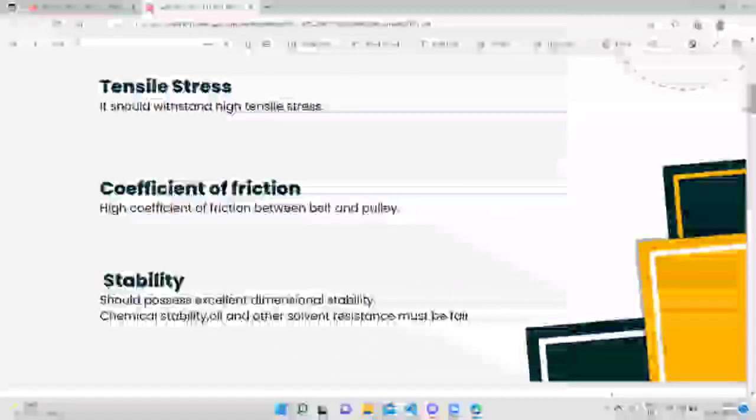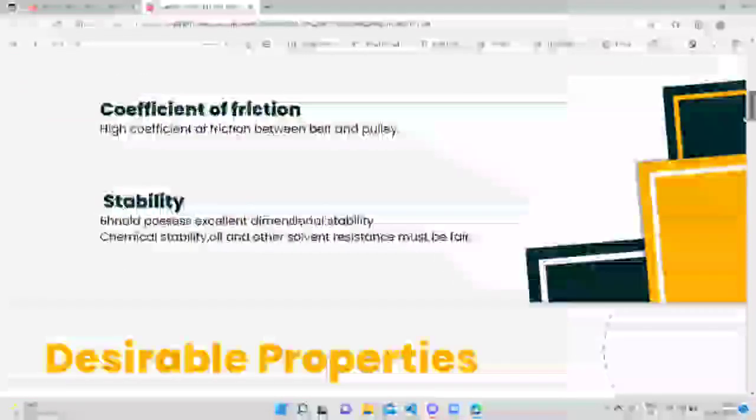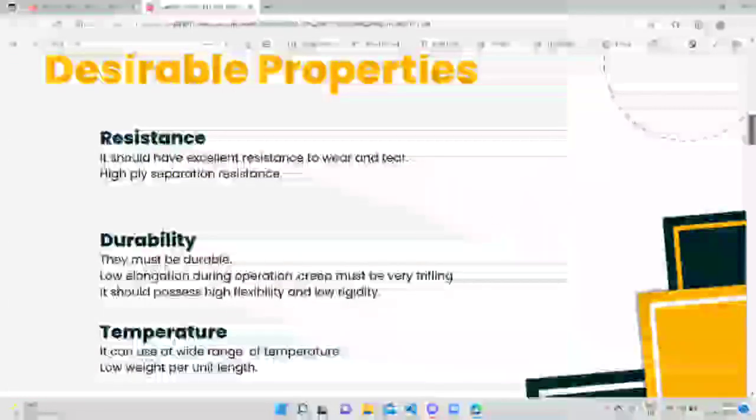Next one is stability. The belt material should possess excellent dimensional stability. It should be stable in all dimensions. Then it should be somewhat chemically stable, and oil and other solvent resistance must also be fair. Next desirable property is resistance. It should have excellent resistance to wear and tear. It should not easily wear and tear. Next one, high ply separation resistance. It should resist ply separation.